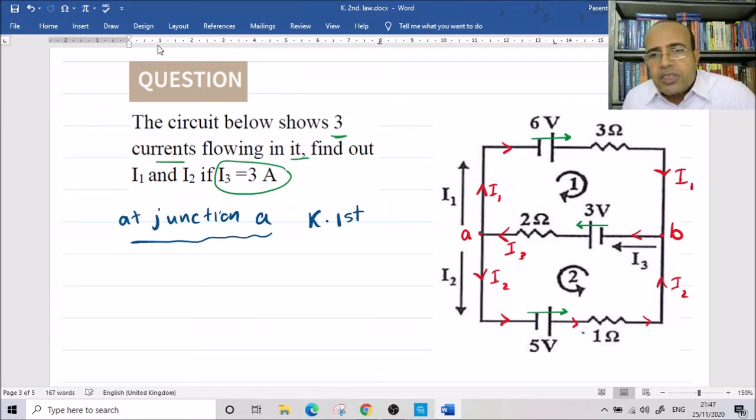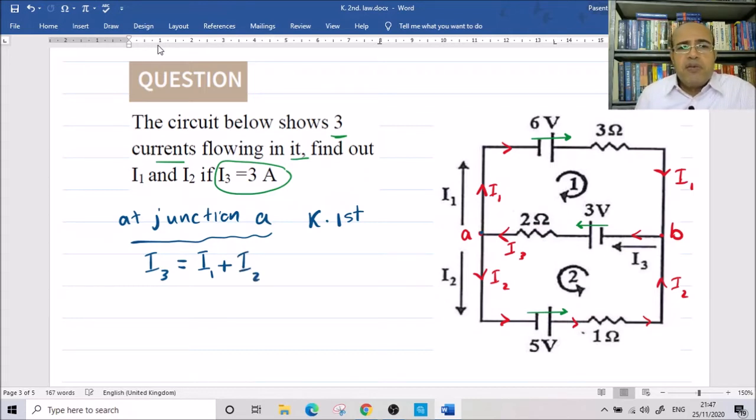Current in at junction A is I3. The currents out are I1 and I2. So we say I3 equals I1 plus I2. The value of I3 is given as 3 ampere. So we say I1 plus I2 equals 3. This is equation number 1. And then we take one loop, loop 1 or loop 2. The same answer. So I choose loop 1.